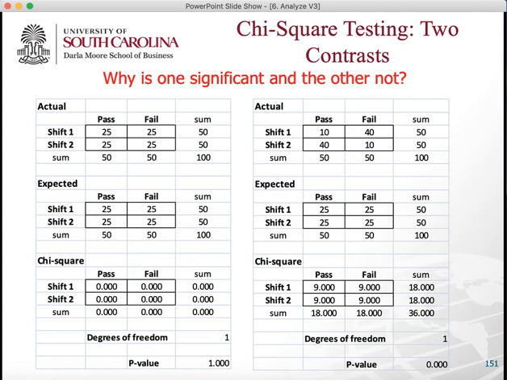So here are some kind of examples just to see how the p-values work. So here, let's say we have another example. Why is one significant and others are not? So let's look at these in one time and this in another time.